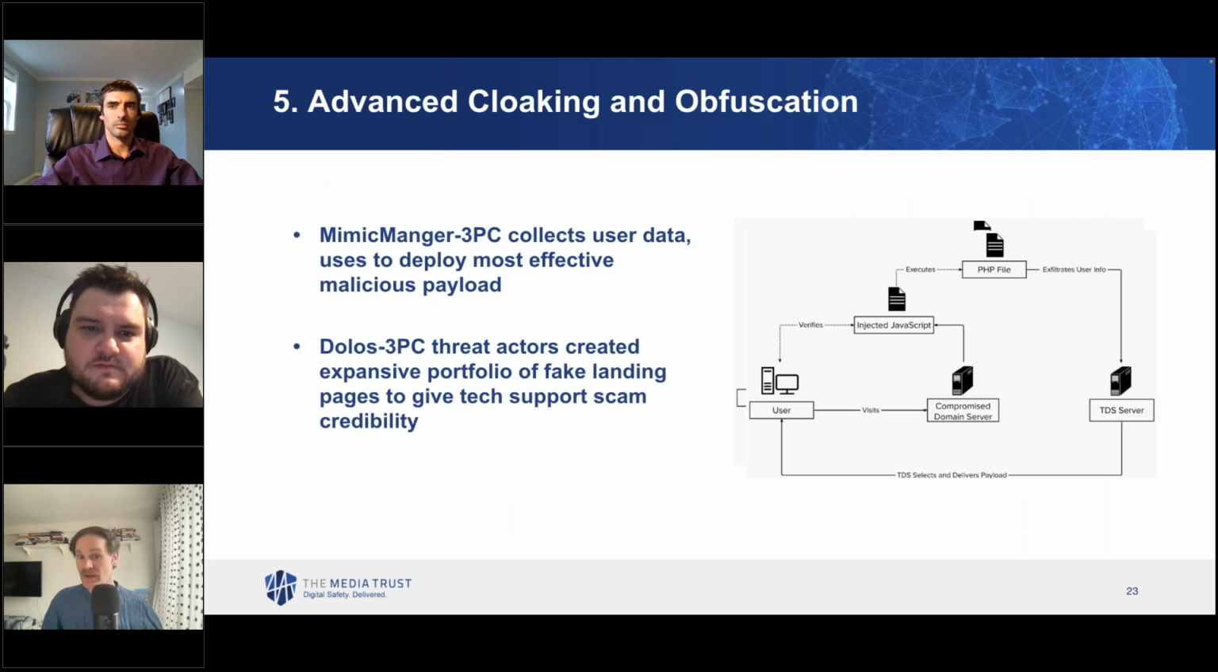It's got a very sophisticated decision tree. Mimic Manager, we already mentioned, grabs data to better tailor attacks and sometimes even chooses not to. Dolos has an expansive portfolio of fake creative and landing pages to feign legitimacy of its tech support scheme. So, Pat, what obfuscation techniques most concern you, and how can they be countered?